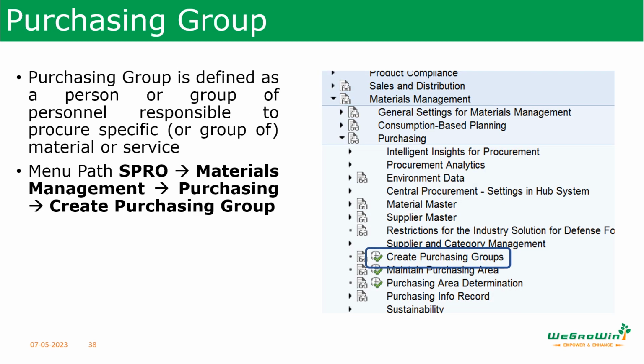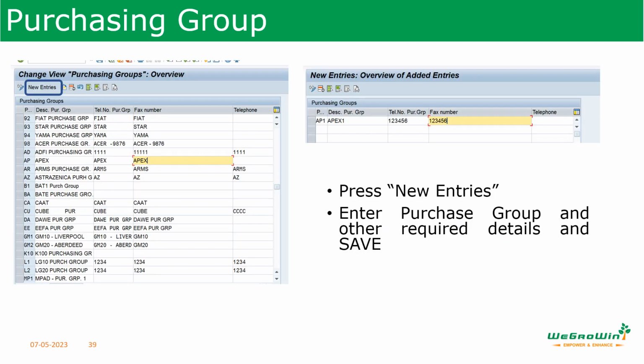A purchasing group is defined as a person or group of persons responsible for procurement activities. Okay, these are procurement activities. The purchasing group can be defined in the configuration through the menu path shown here. Press the new entries button. Enter a new 3-character alphanumeric purchasing group code along with the description, telephone number, and fax number. Save it to create the purchasing group.